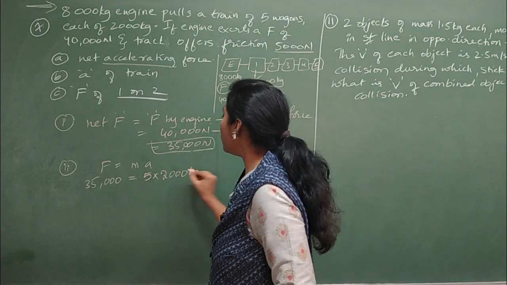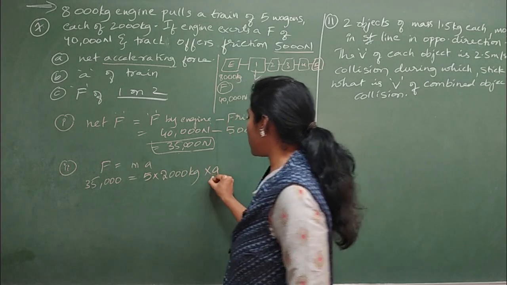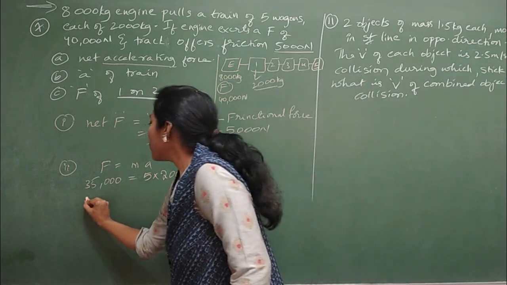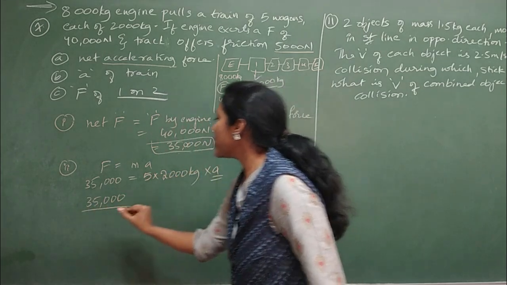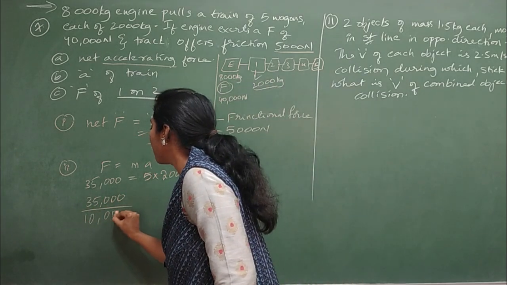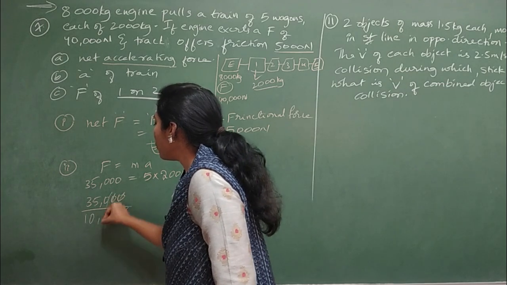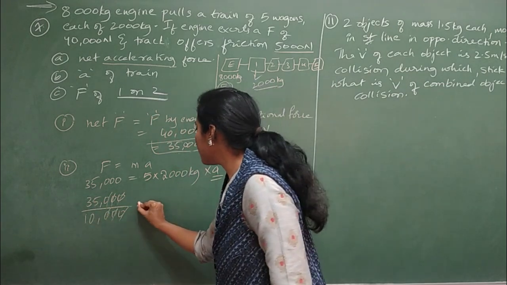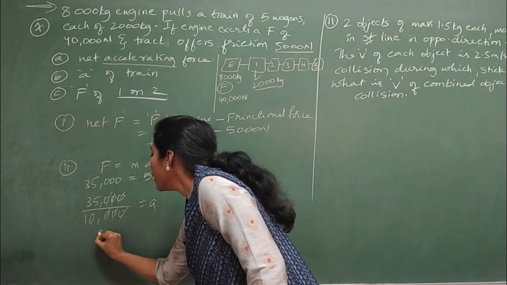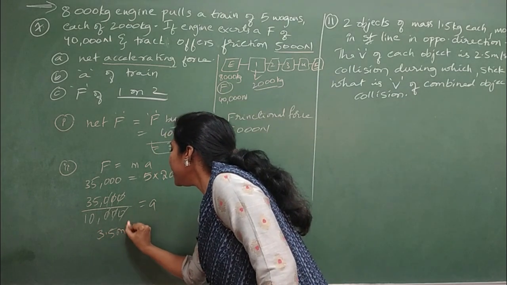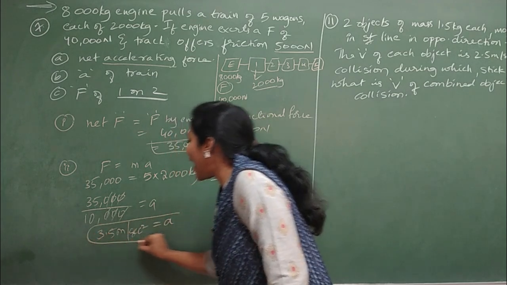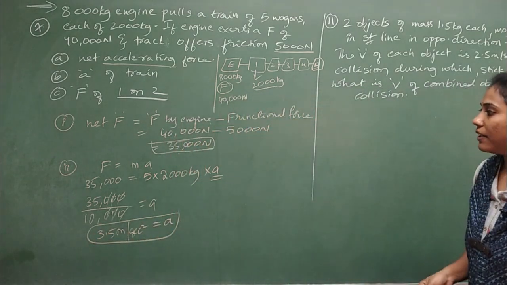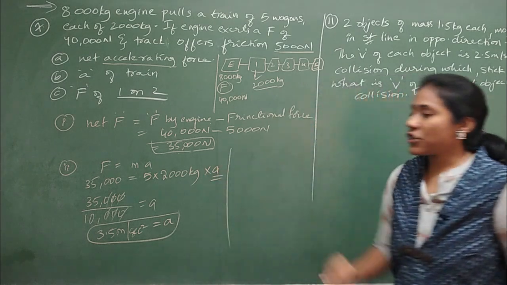So 5 into 2000 into acceleration. So this is what you need to calculate. So it is 35,000 divided by 5 2s are 10, that is 10,000, right? So 35 divided by 10 is 3.5. So 3.5 meter per second square is your acceleration. Okay, so second question is over.